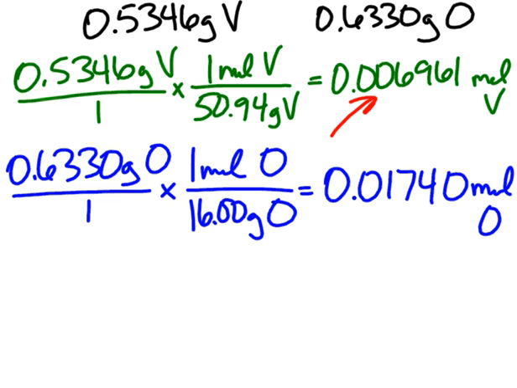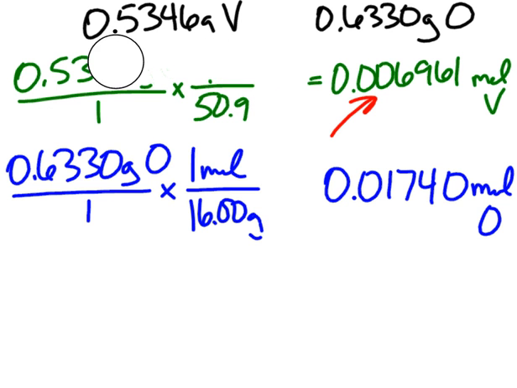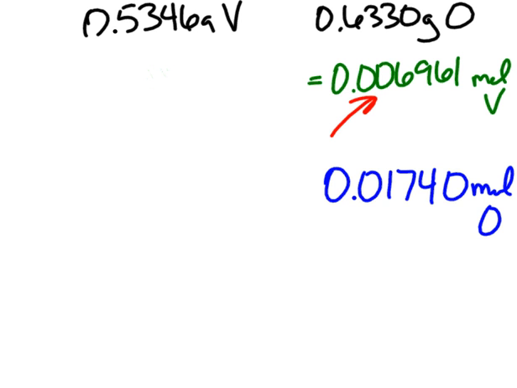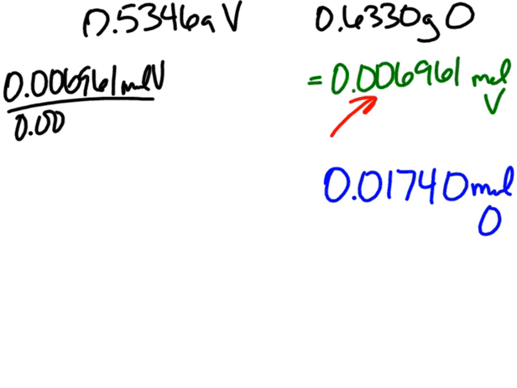So what we'll do is we then divide the moles of each element by the lowest number of moles, in this case the vanadium. So I would go 0.006961 moles vanadium over 0.006961, and of course I get 1.000 moles vanadium.